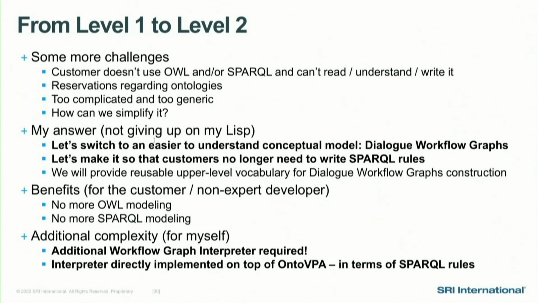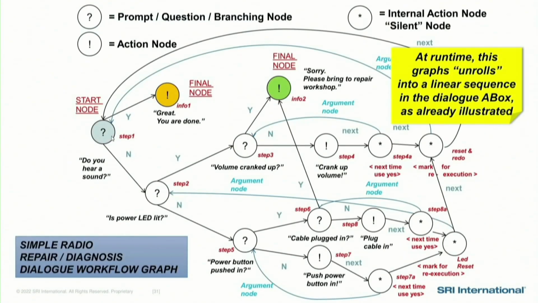So this was a simplified modeling layer on top of level 1. The benefits: no more OWL modeling, no more Sparkle modeling, but with additional complexity for us, the upper level developers. An example of a dialog workflow graph is given here.